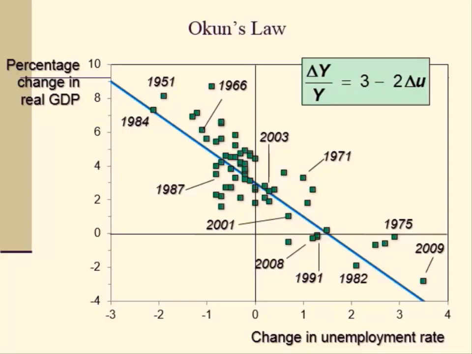Also, if the unemployment rate were to increase by 1 percentage point, then GDP growth will fall by about 2 percentage points. And if the unemployment rate, let's say, rises from 3% to 5%, that means percent change in real GDP should be equal to 3% minus 2 times 2%, which equals 3% minus 4%, and at the end it equals negative 1%, which implies a recession.